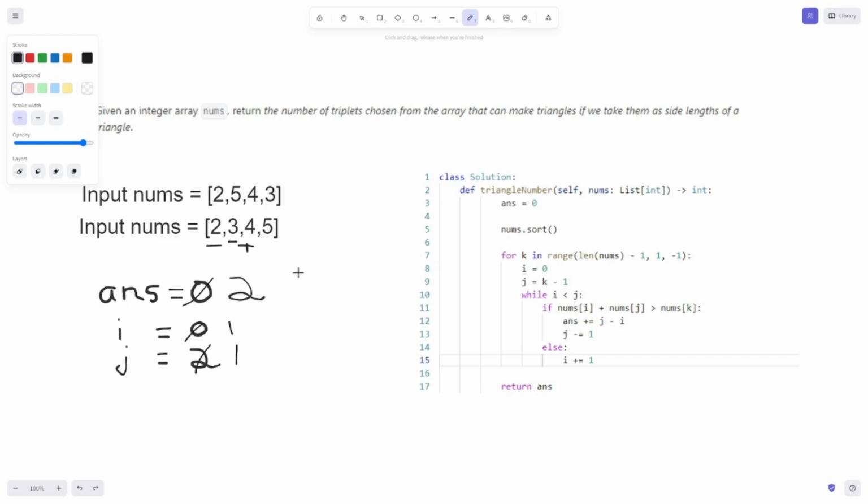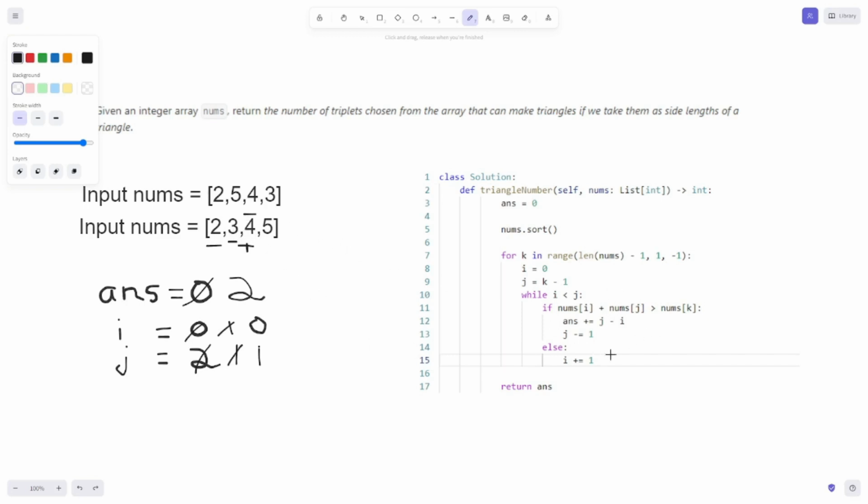And then we go to the for loop once more. k was currently at the last index 3. We subtract that, so it becomes index 2. And then i is 0 again, and j is, what is it? 2 minus 1 is 1. Okay, so then we go to the while loop and we say 0 less than 1. nums[0], that's 2, plus nums[j], that's 3. 2 plus 3 is 5. 5 is not greater than 4.